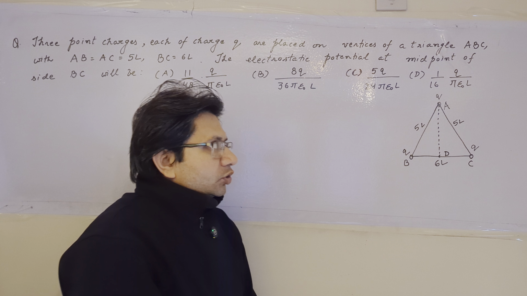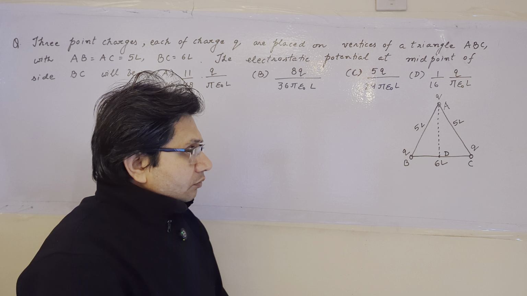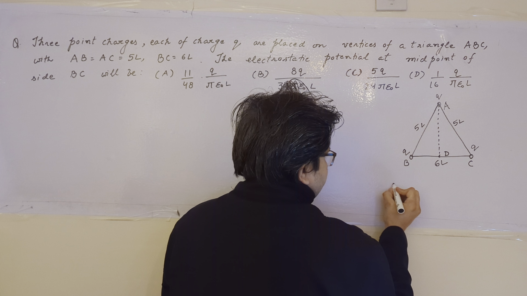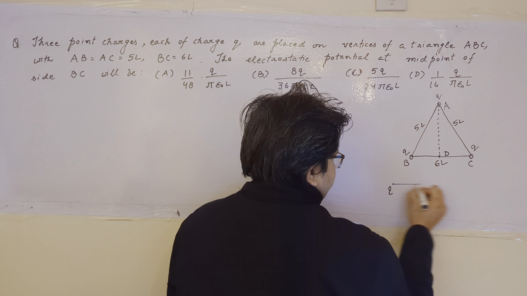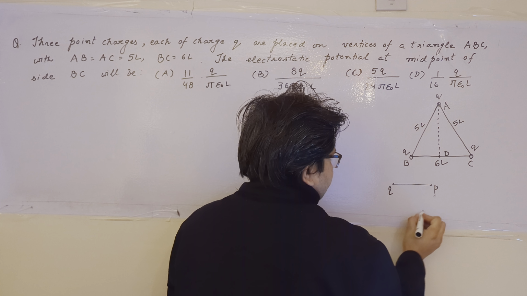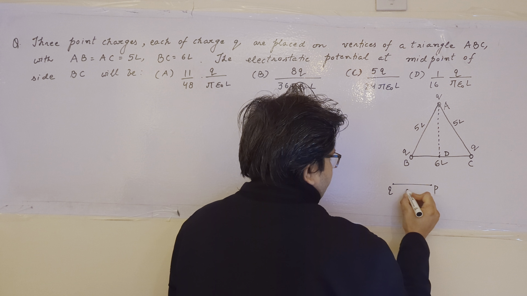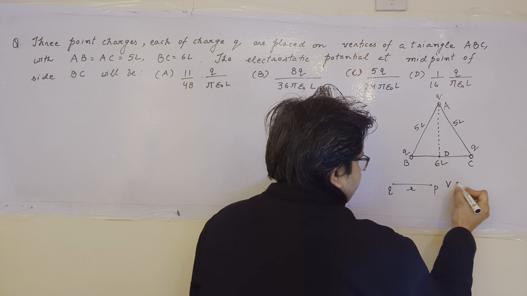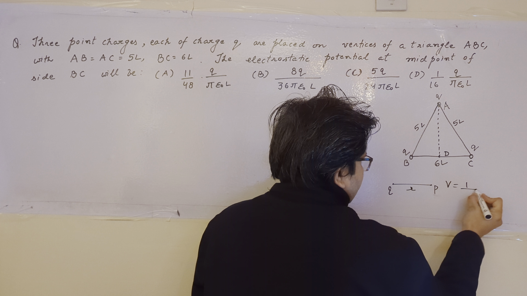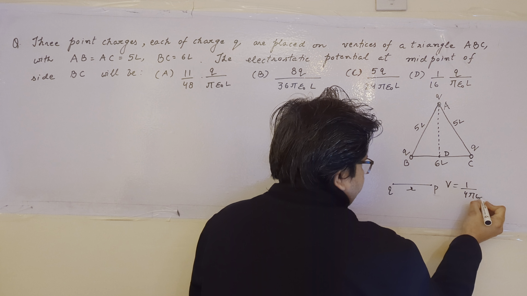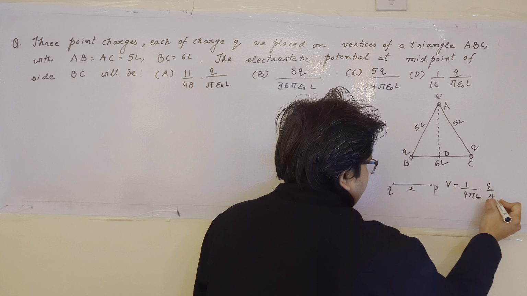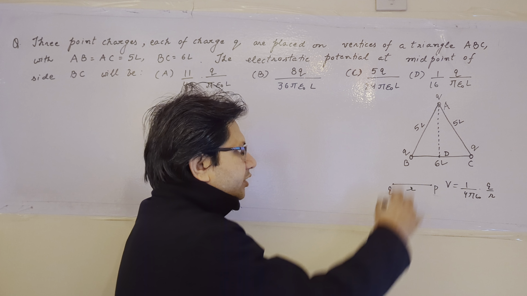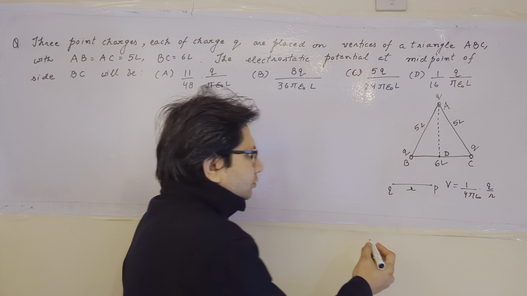So the problem is based on the topic electrostatic potential. The basic concept used here is, suppose there is a charge q, and we have to calculate the potential at point P, which is r distance away from this charge q. Then the electrostatic potential is given by the formula V equals 1 upon 4 pi epsilon naught times q upon r. This is the basic formula used to solve this problem, and some geometry is involved also.